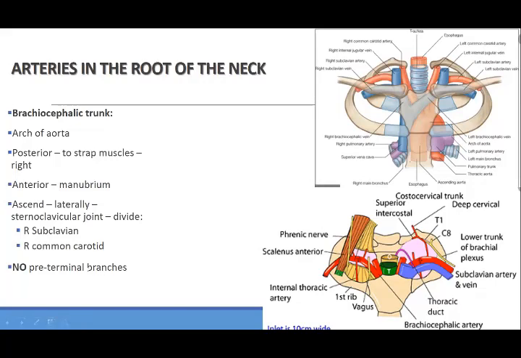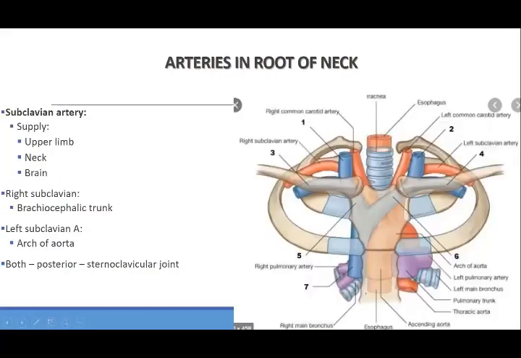Pre-terminal branches means branches before the termination of the blood vessel. Look here, dividing approximately behind the sternoclavicular joint, it divides into right common carotid and right subclavian. We are talking about the subclavian now. The common carotid we have already done. The internal jugular vein we've already done. Now let's come to the right subclavian.